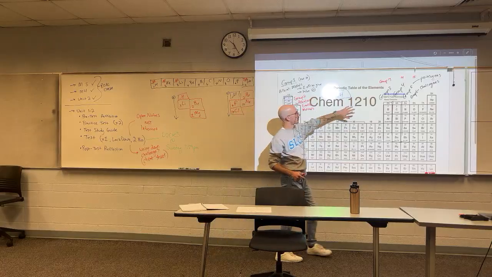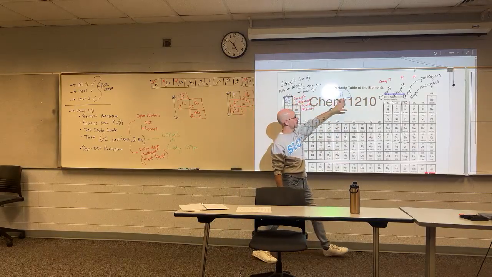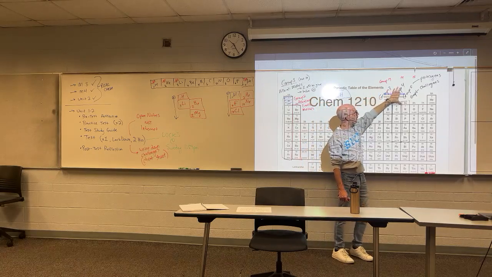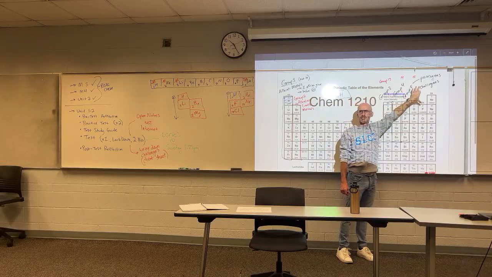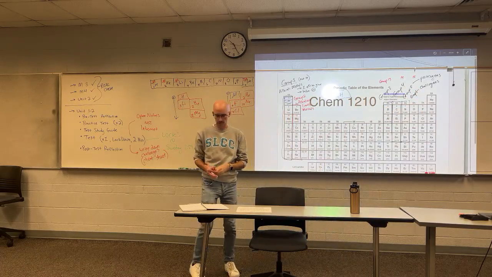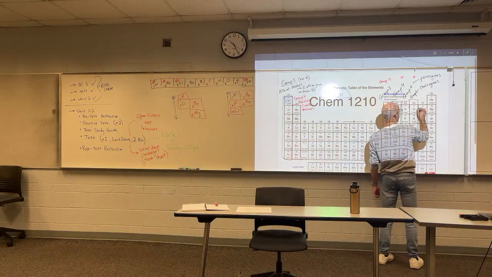Some of the common properties here. Group 2 takes on a +2 charge. Group 3 makes 3 bonds. 4, 4 bonds. 5, 3 bonds. 6, 2 bonds. It's a little bit weird. Group 7. Forgot to highlight my group 6.